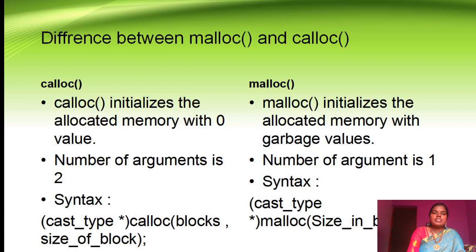The syntax of calloc is cast type calloc, 2 arguments are number of blocks, comma, size of block, but in malloc cast type malloc, size in bytes. So like this we can write the differences between malloc and calloc.